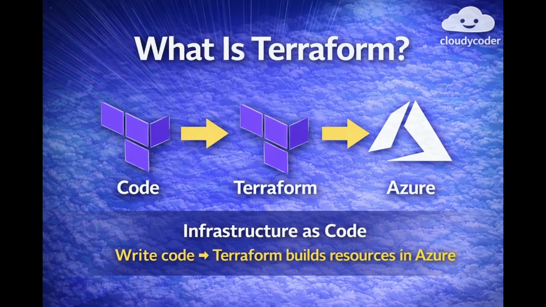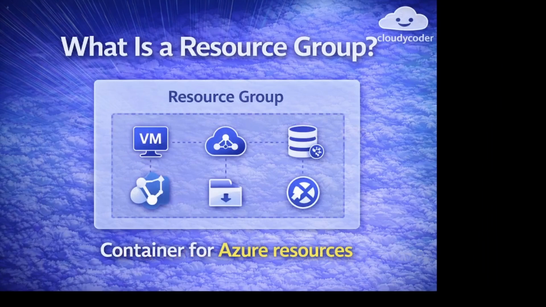Before we create anything like virtual machines or networks, we need a resource group. In Azure, a resource group is basically a container. Everything related to one project lives inside it. Virtual machines, networks, databases, everything. It helps you organize resources and manage access. That's why every real Azure project starts with a resource group, and it's the first thing we create in Azure.